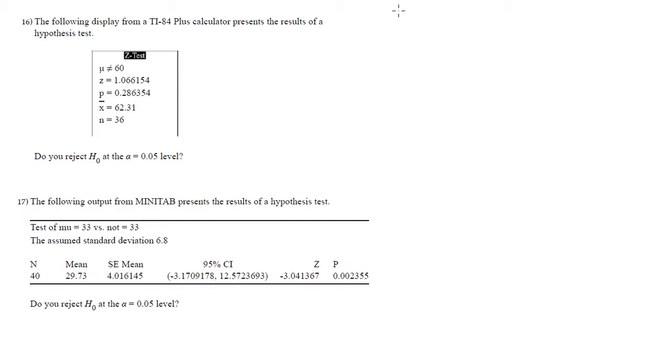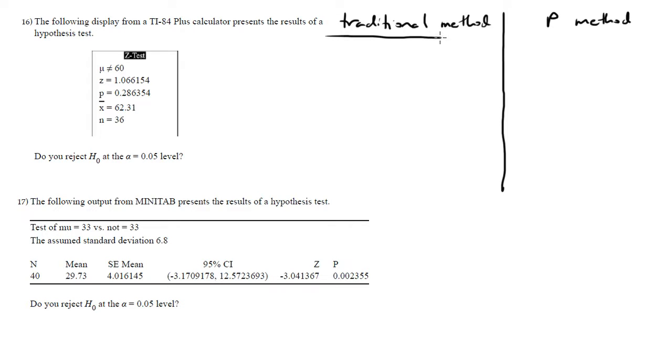Okay, so there's two approaches that we probably discussed about hypothesis testing. There's the traditional method, and I'll show both, the traditional method, and then there's the P method. And from these outputs, because we're given all this information, we can use either approach to determine if we reject or do not reject the null hypothesis, H sub 0.